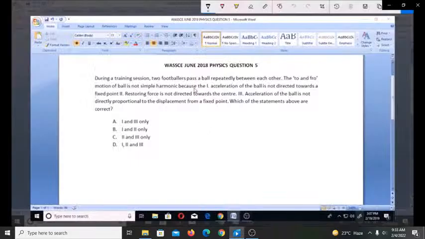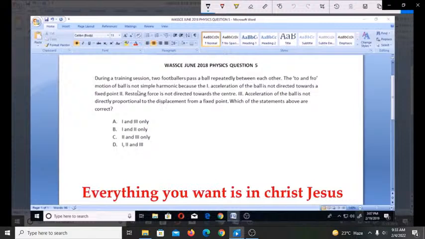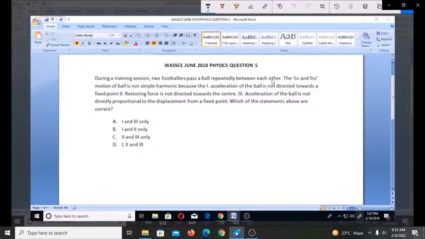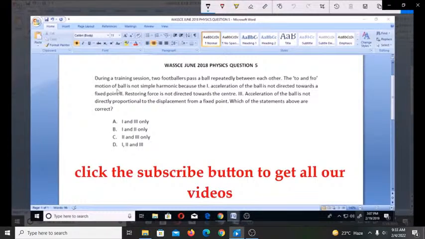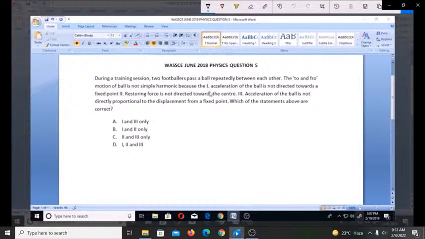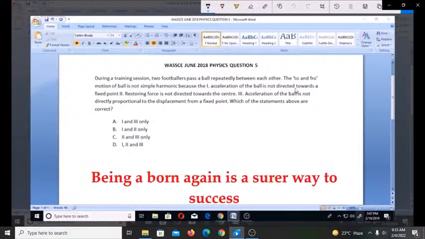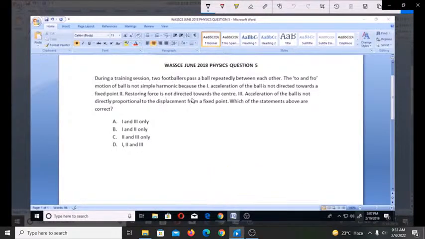Now let's look at question number 5 for WAEC Physics 2018. During a training session, 2 footballers pass a ball repeatedly between each other. The to and fro motion of the ball is not simple harmonic because (I) the acceleration of the ball is not directed towards a fixed point, (II) the restoring force is not directed towards the center.